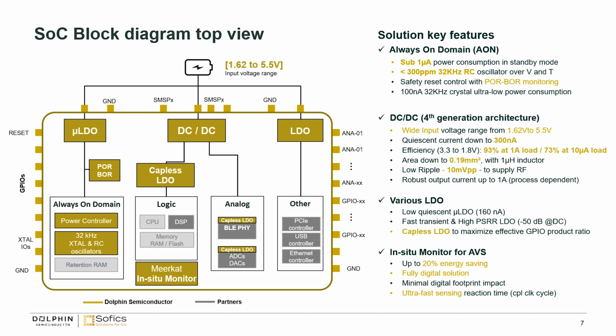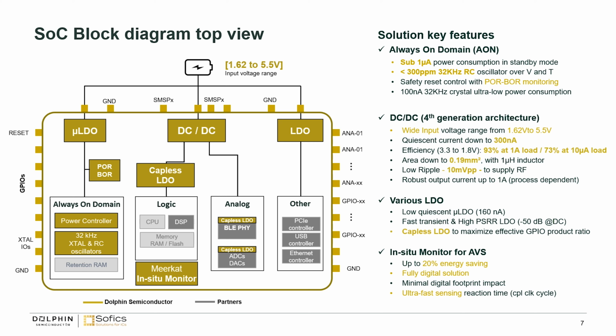We really see a trend with 5.5 volts. Rather than having 2 DC-DCs, as many other SoC designers do, here you have only a single one that covers 1.62 to 5.5 volts. It means that in terms of pin count, you will use only 3 or 4 pins rather than 6 or 8, right, to cover the range 1.62 to 5.5.